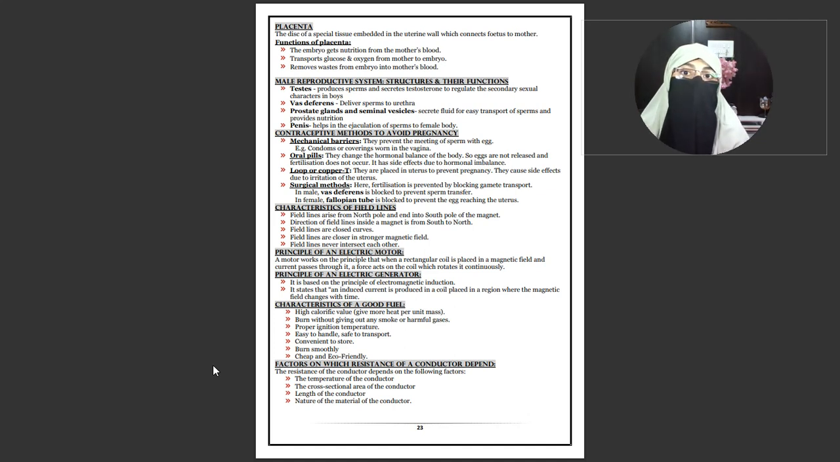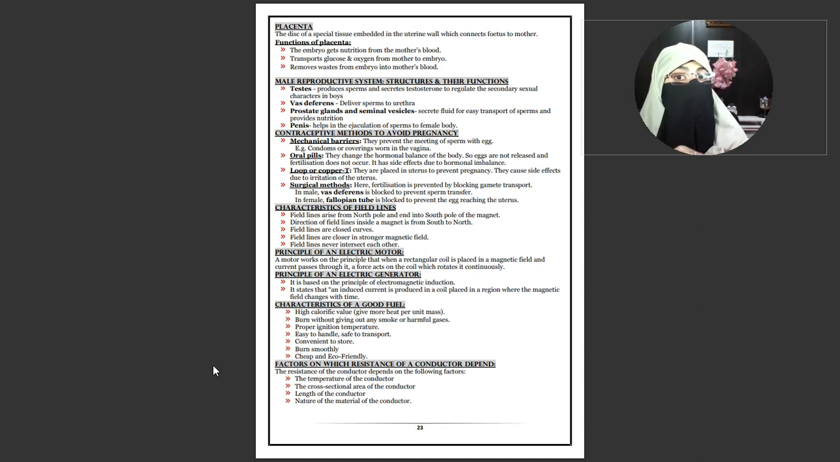Placenta is embedded in the uterine wall of the mother and helps in connecting the fetus and the mother. The function of the placenta is that it provides nutrition to the fetus. I think you know the meaning of a fetus: the developing baby in the womb of a mother. So that fetus will take up all the nutrition from the mother's blood. That connection between the mother's body and the fetus is the placenta.